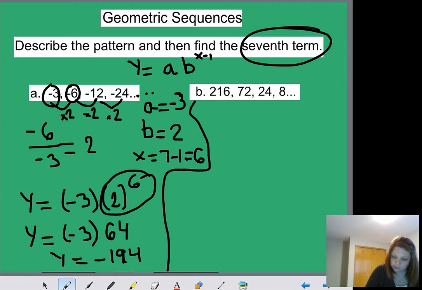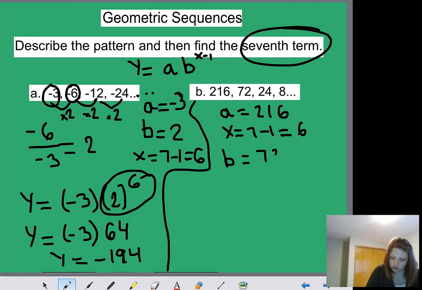So first thing, I'm going to put a equals 16, that's the first term. Then x will be 7 minus 1, which is 6. And then b, how do we get b? So b will be 72 over 216. Now I'm going to type on the calculator 72 divided by 216. And as the simplest form, you can get that on the calculator, will be 1/3. So 1/3 is the simplest form.